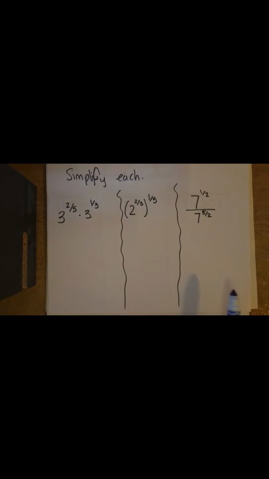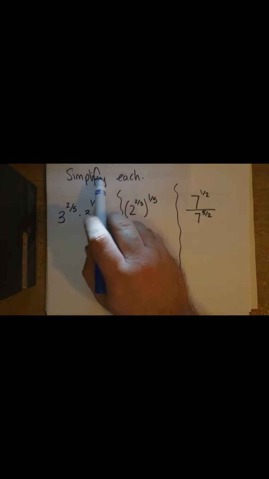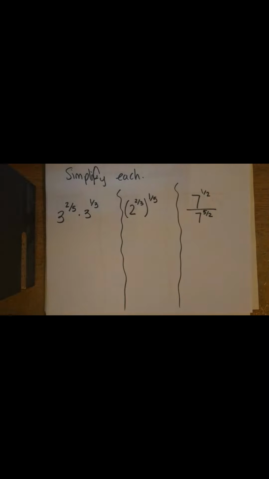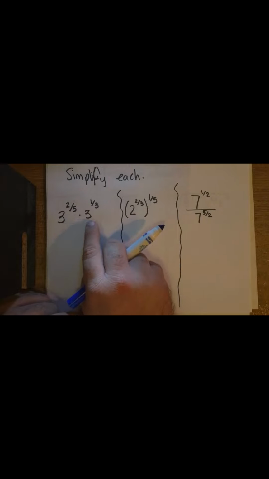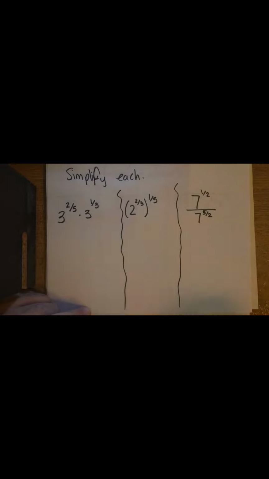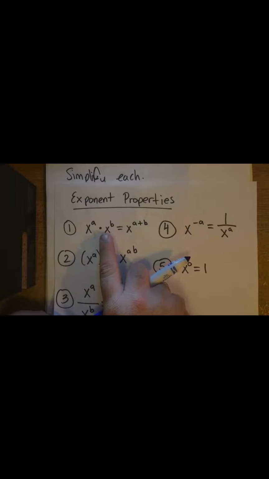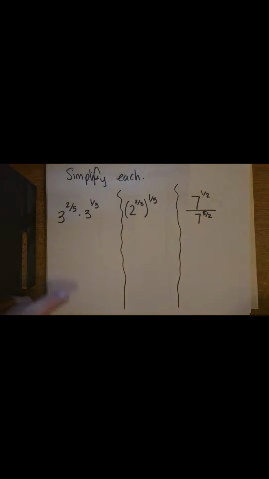Now we're going to go here and we're going to apply some of those properties we just saw. We're going to simplify these. If you look at this one, I have 3 to the 2/5 times 3 to the 1/3. Well, what property would that be? I'm multiplying the same number with different exponents. That would be this first property right here, which means we're going to add the exponents.